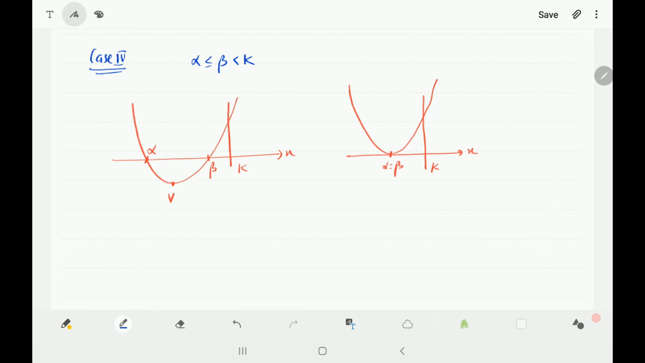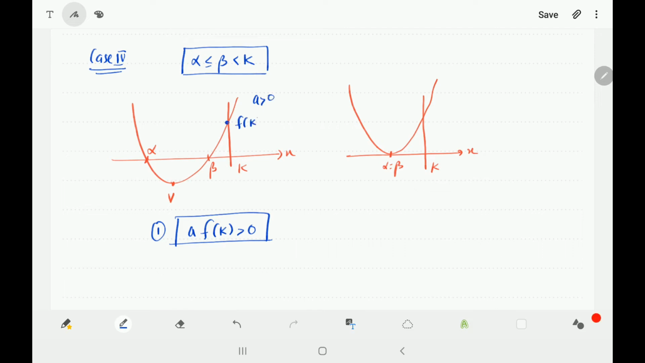Now moving on to the next case. In this case, alpha is less than equal to beta less than k. It means k is more than both the roots. Both the roots can be distinct as well as equal. So this is similar to the above case; the only difference is that k is more than both the roots. So the first condition will definitely be a into f of k is greater than 0, because k is outside the roots. You can easily check a is greater than 0 here. F of k is also positive, so the product of these two terms will be positive.